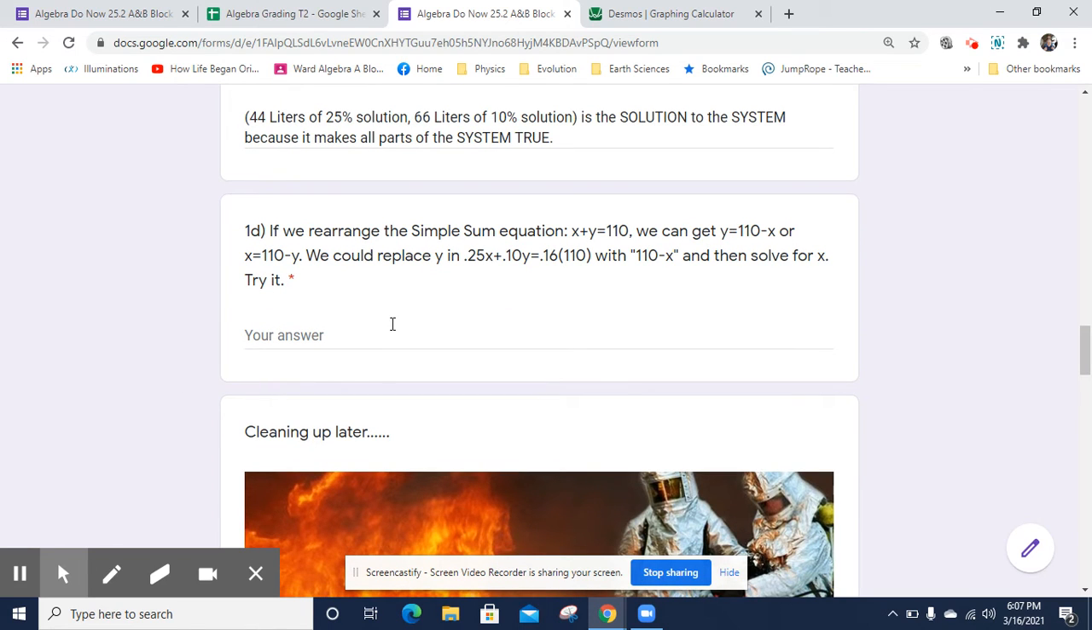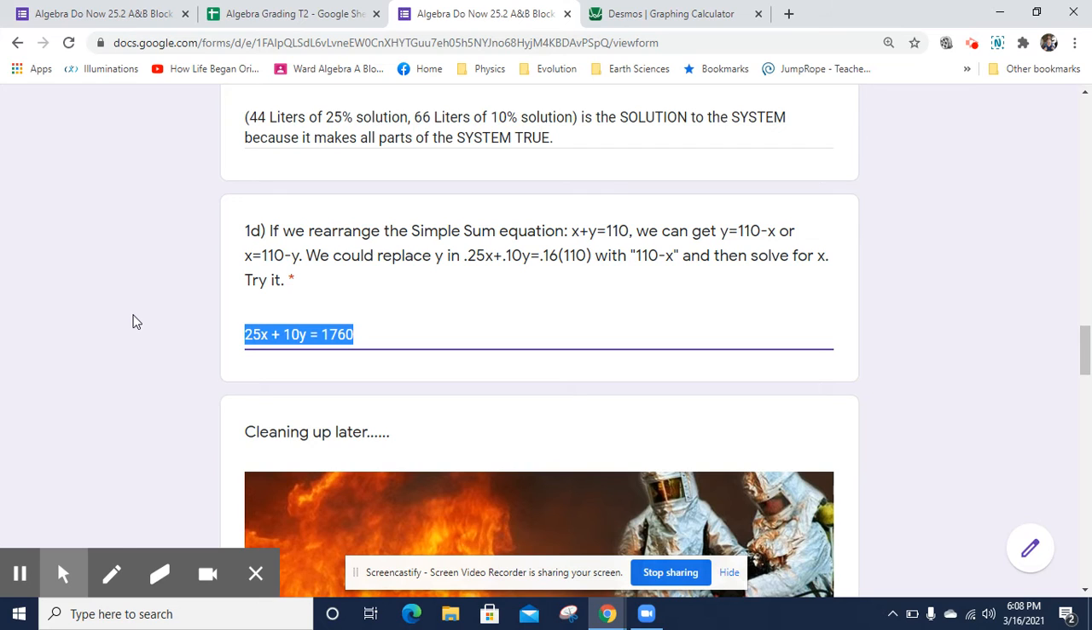Now let's take a look at another way of getting it. So we got our solution, 44, 66. Let's look at this one. We can take that simple sum, x plus y equals 110, and rearrange it by subtracting x from both sides, and then you get y equals 110 minus x. Or you could also say x equals 110 minus y. That would work too. So instead of using the 0.25 and 0.10, I'm going to use the straight up equation without any decimals, 25x plus 10y, and I think in the version you get, you'll have that version as well, equals 1,760.